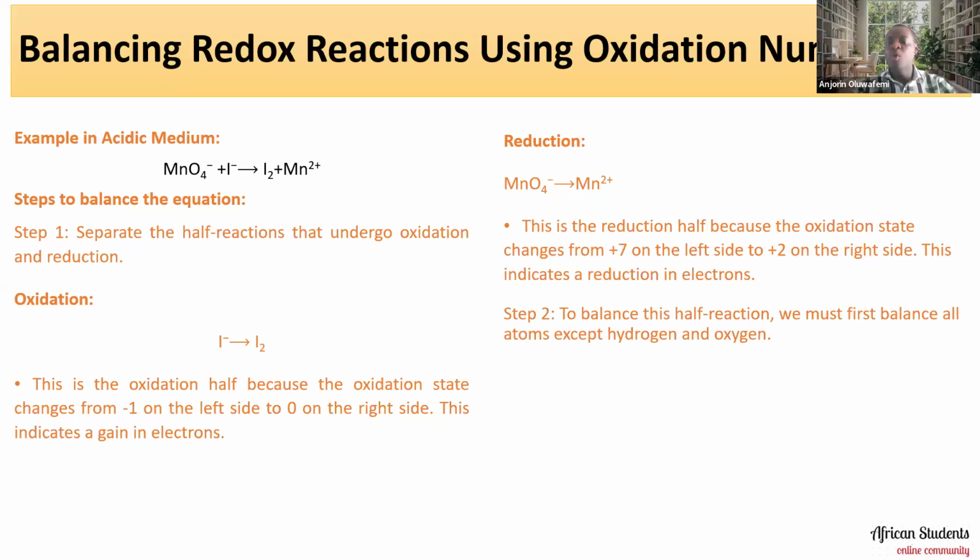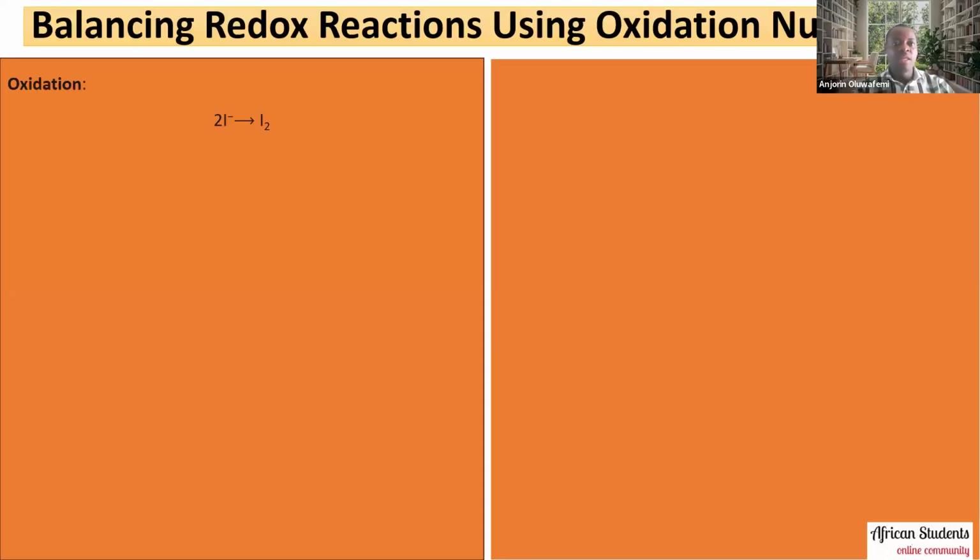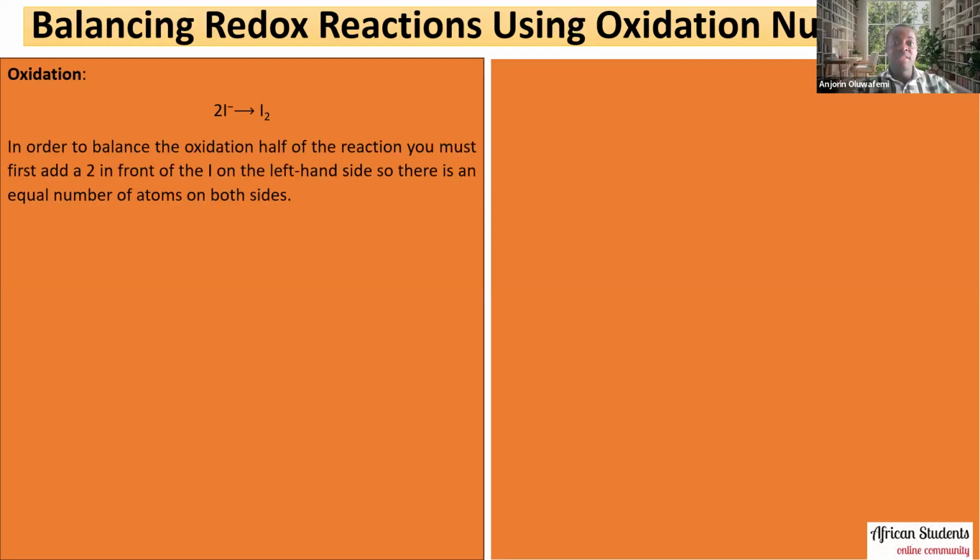We must first balance all the atoms except hydrogen and oxygen. So how do we go about this? Let's quickly look at it now. In terms of the oxidation, I want to balance in terms of the atoms. So I need to introduce a coefficient of 2 behind the iodide, and that balances this in terms of atoms. So in order to balance the oxidation half of the reaction, you must first add 2 in front of the iodide on the left-hand side. So there is an equal number of atoms on both sides.